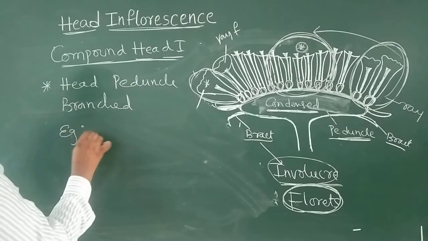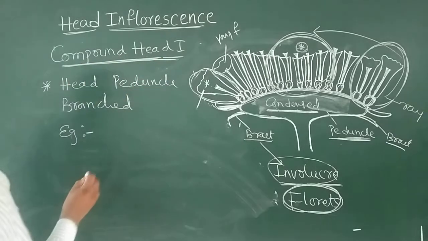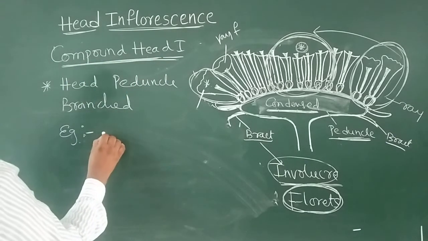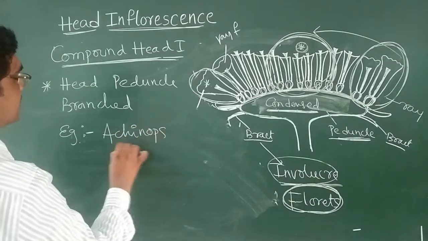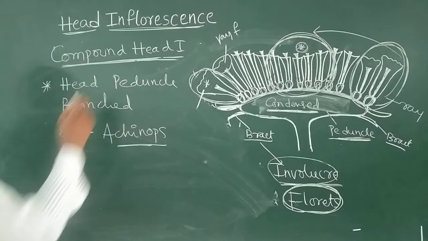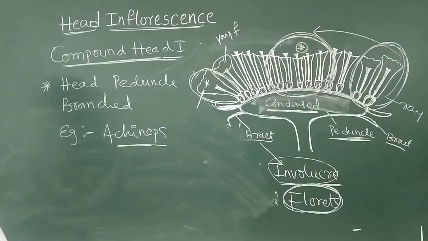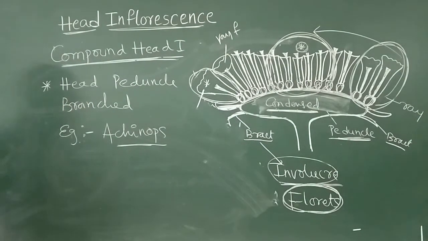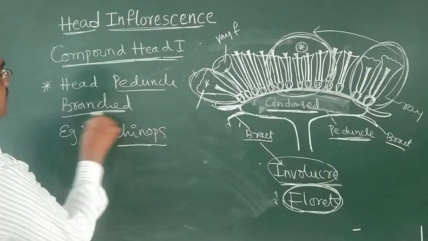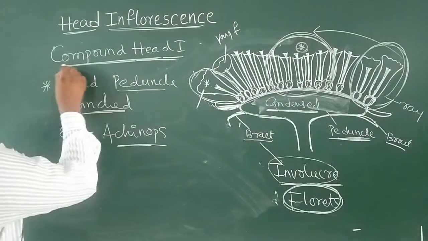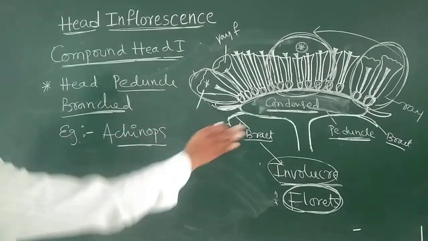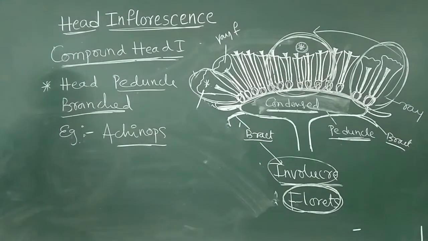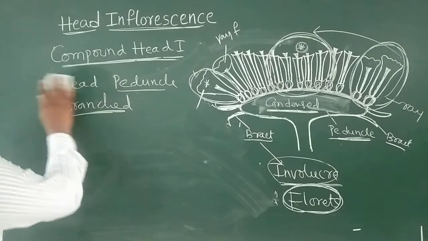What is the example for compound head inflorescence? That is Echinops. Echinops is the example for the compound head inflorescence. In compound head inflorescence the peduncle is branched. That's why it is the compound head inflorescence. Remaining characters are all the same as in a simple head inflorescence.